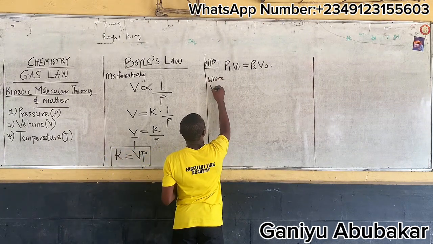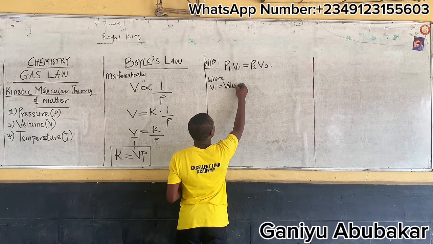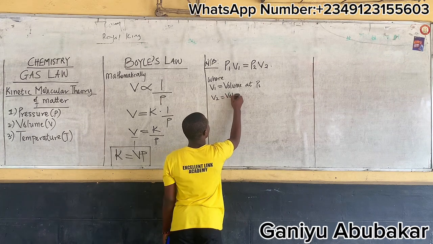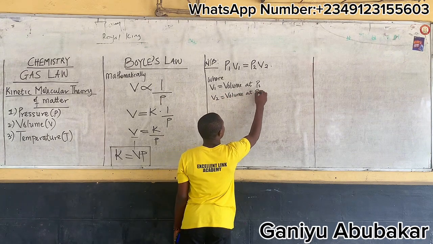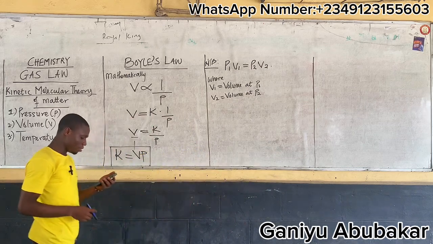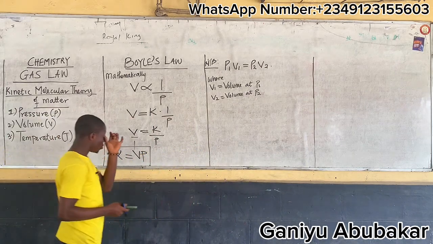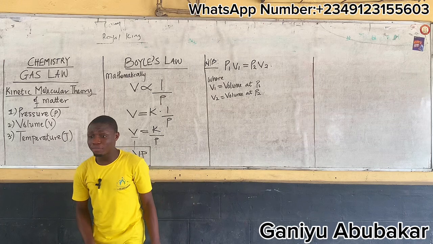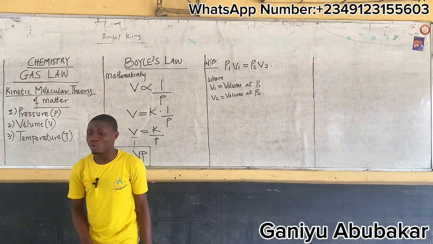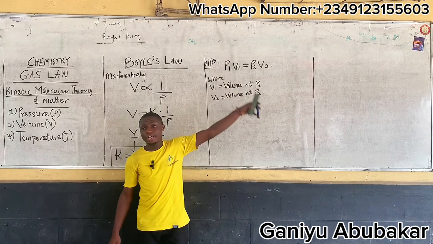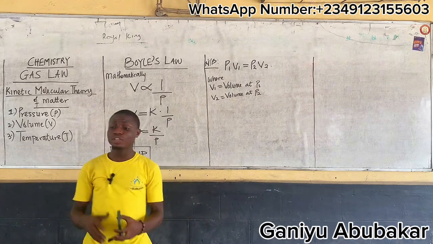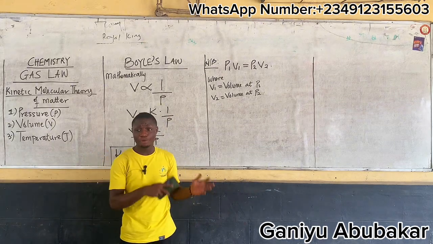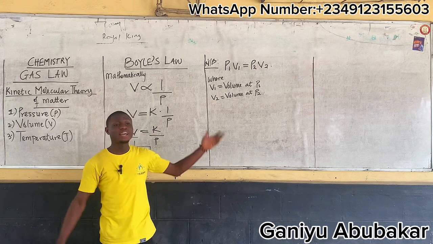Where V1 is the volume at pressure 1, and V2 is the volume at pressure 2. These are the definitions. So when it comes to Boyle's law, the idea is that temperature is kept constant. Aside from that, it's given by the formula P1 V1 equal to P2 V2, where V1 is the volume at pressure 1 while V2 is the volume at pressure 2.